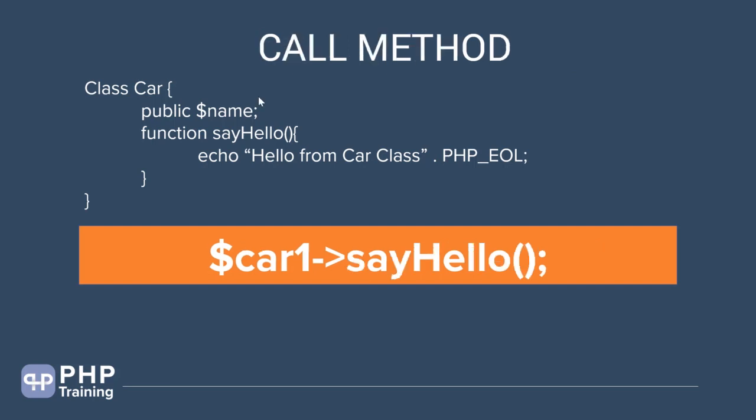Okay, how do you call the method? Again, the same notation will be used. You use the object and the notation hyphen greater than symbol, then you call the method of that class, and once you call it, then that method will get executed. Okay, so this is the way you basically call a method of a car class.